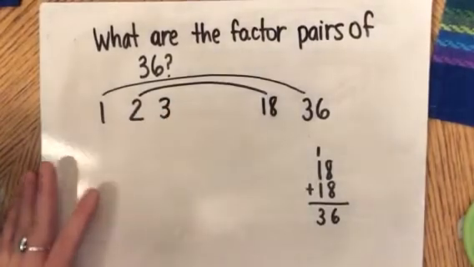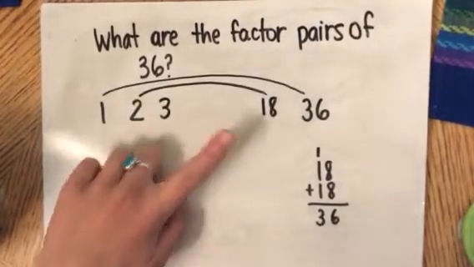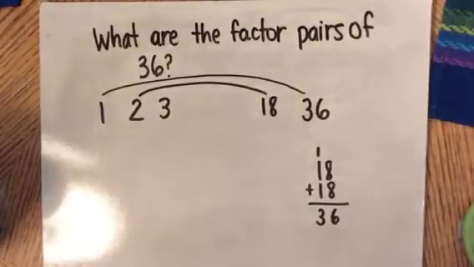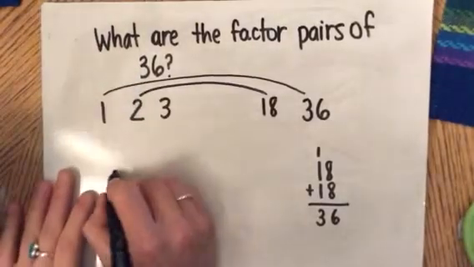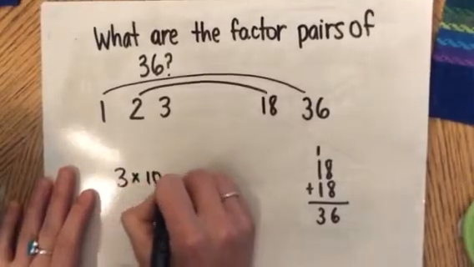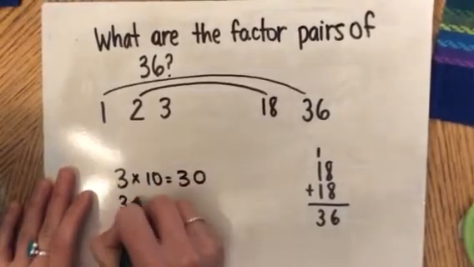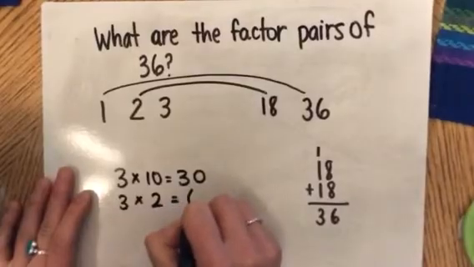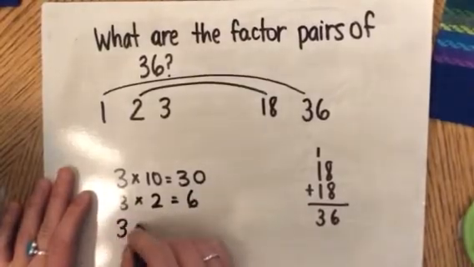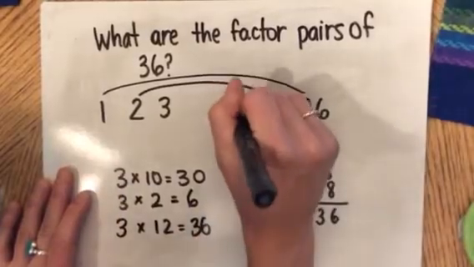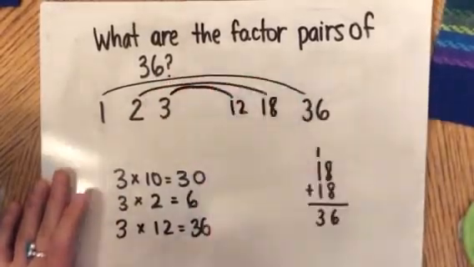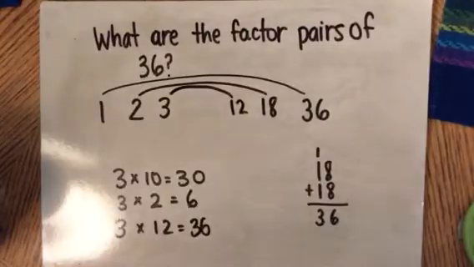All right, let's try 3. I'm giving the answer away. 3 multiplied by what gives me 36? Well, I know 3 times 10 is 30. And I know 3 times 2 is 6. So 3 times 12 would give me 36.